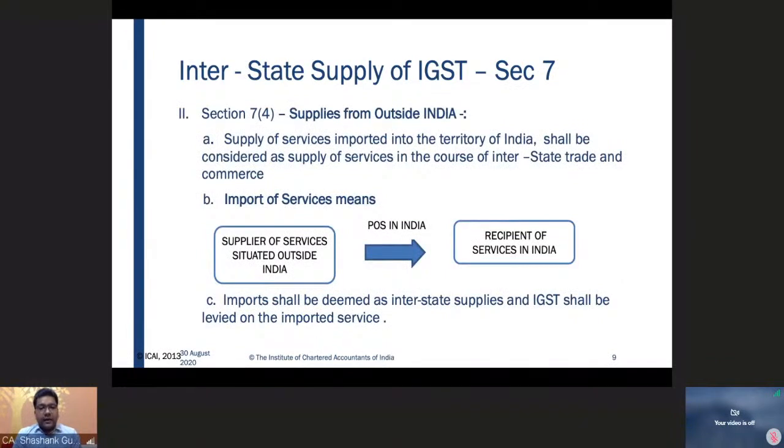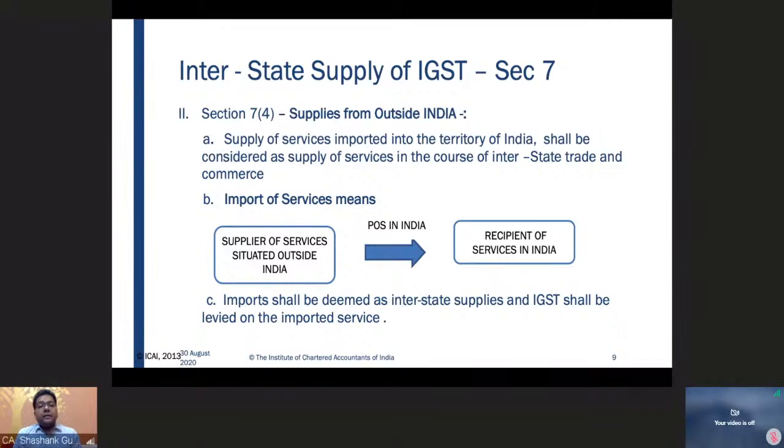Supplies from outside India. Under IGST, we have discussed import of goods, interstate supply of goods, interstate supply of services, and now we are discussing import of services. Supply of services imported into the territory of India shall be considered as supply of services in the course of interstate trade and commerce. That is, import of services will be treated as interstate supplies and hence liable to IGST.